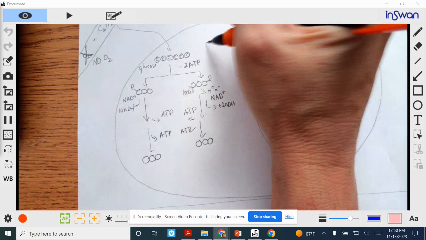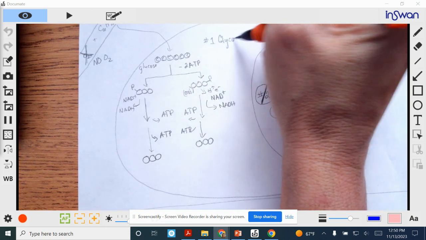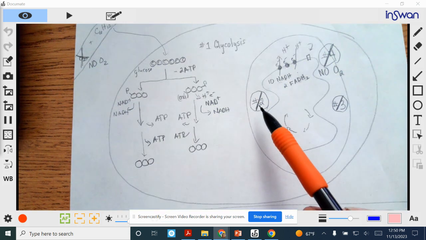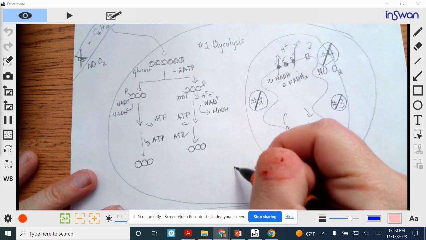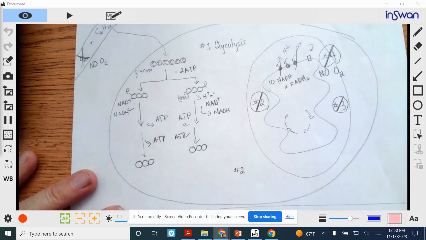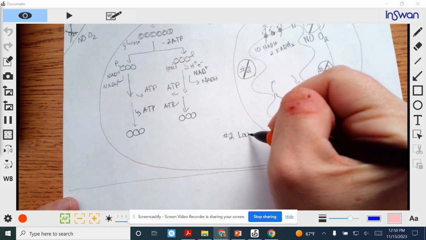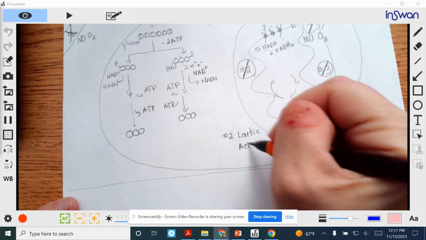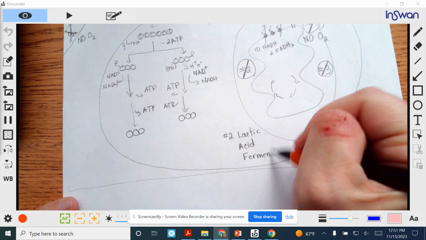So let's go ahead and indicate the first step was glycolysis. And now that the cell's not going to be able to do the next 3 steps, we have a different process that can occur. So let's indicate, we're going to put lactic acid fermentation as the name of the second step. Lactic acid fermentation.